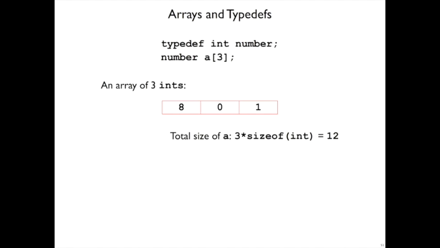We can use typedef names, types like number, in array declarations, and it works the way you would expect. If I say that number is an alias for int and I make an array of 3 numbers, then in memory I'll have a picture like this.